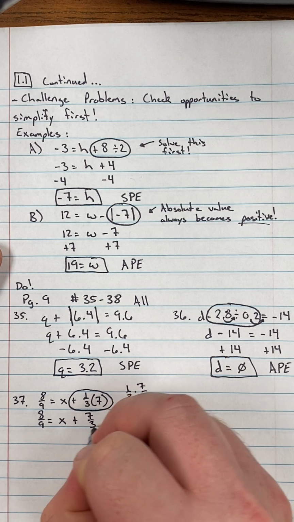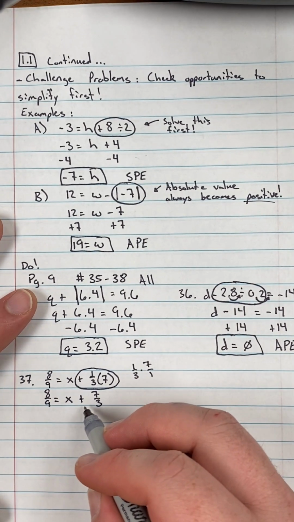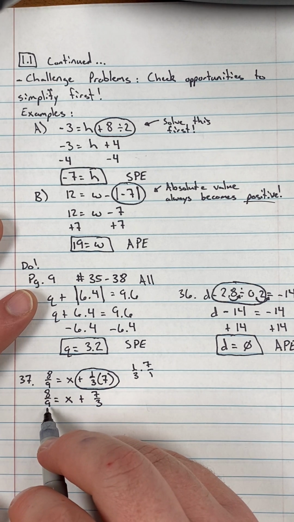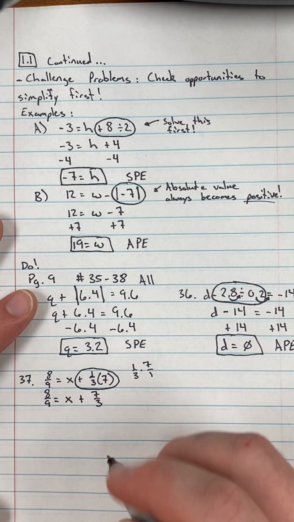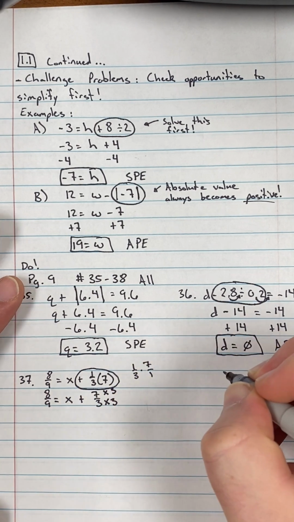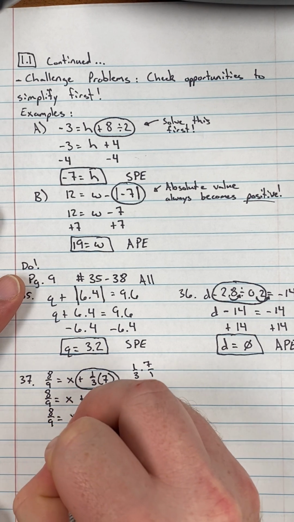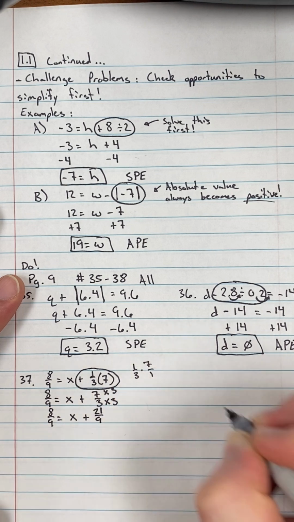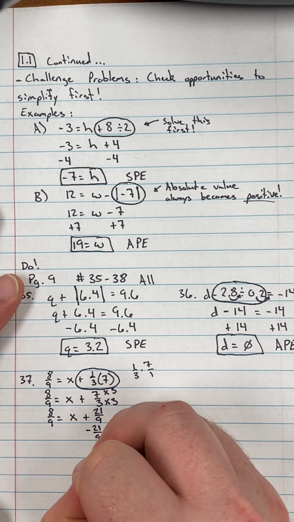over 3. Okay? And just like I said before, when I'm adding and subtracting fractions, I need to make sure I have common denominators. So what I can change here is this is a 9, and I can change 3 into a 9. So let's go ahead and do that. Multiply top and bottom by 3, which will change this to 8/9 is equal to x plus 21 over 9. Okay? Now I'm going to subtract 21 over 9 from both sides.